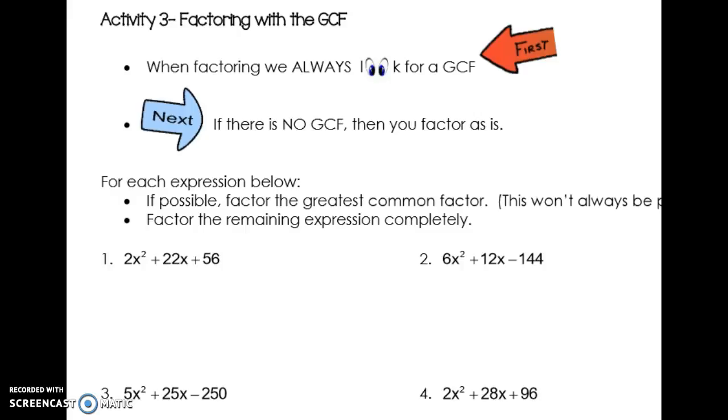Then, if there is no greatest common factor, then factor as you would. So when you take something out, look at what's left. If there's no greatest common factor, then do what we've been doing, which is to just go ahead and factor it. If there is a greatest common factor still left, then you need to take that out. You probably didn't find the greatest common factor. You just found a factor. No big deal. Just keep going.